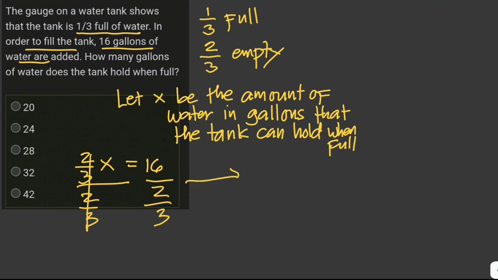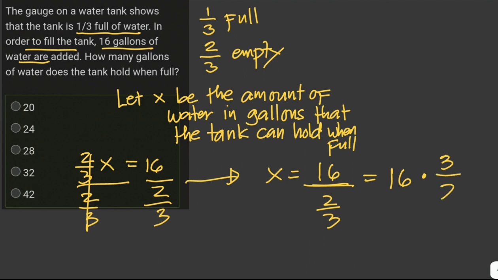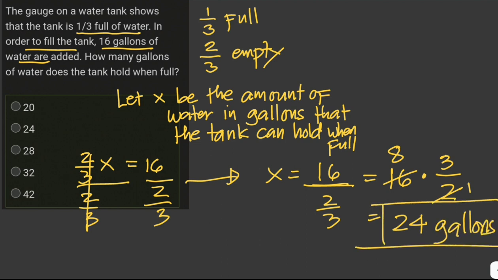So we have X equals 16 over 2/3. 16 times, we just have to flip the fraction and then change the operator sign to multiplication. 16 is divisible by 2, so this is just equal to 24. So 24 gallons. That means the tank can hold 24 gallons of water. So this is our answer here.